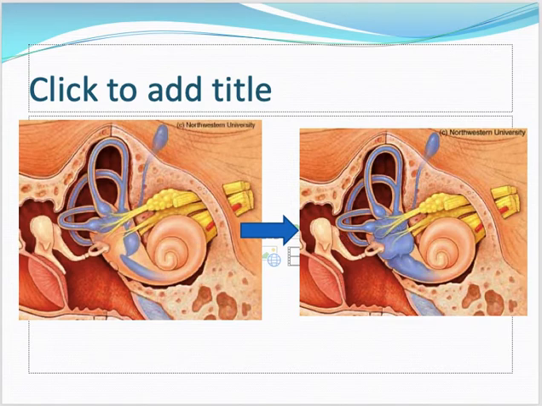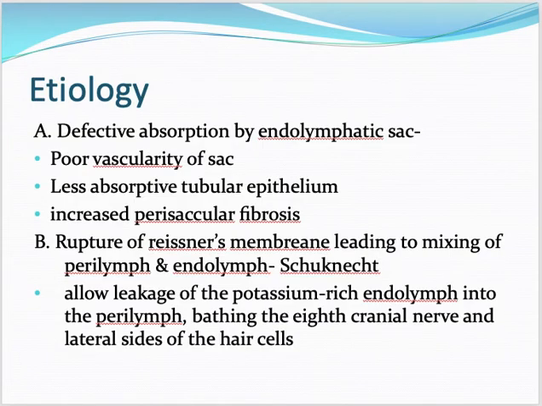Anyhow, etiology. To talk about the etiology of this condition, one thing is clear: there is distension of the endolymphatic system. Either there could be increased production of the endolymph, or there could be defective absorption. Like most of these conditions, when some fluid is accumulating in any area, either it's increased production or decreased absorption.